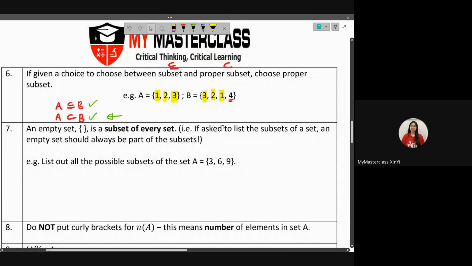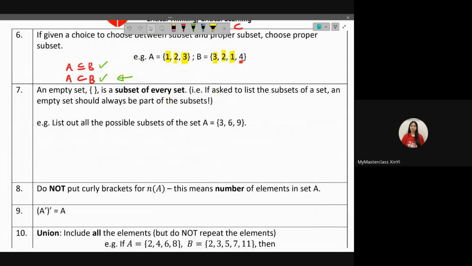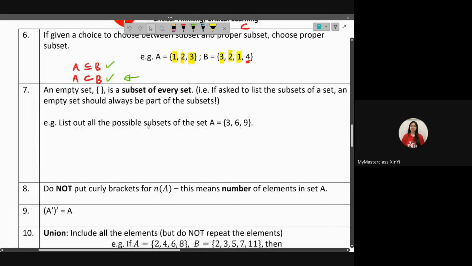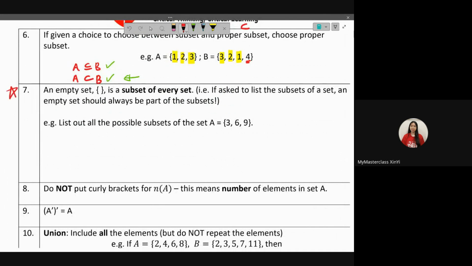Okay, this key thing over here. We never touched much on listing out all the possible subsets of a set, right? Let me emphasize: the previous time I said the empty set is a subset of all sets. So if I'm going to ask to list out the subsets of a set, first thing, subsets are sets, so they should all include the curly brackets.